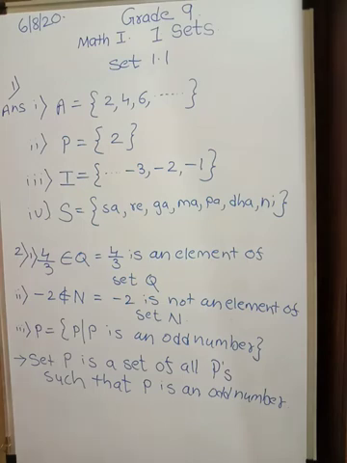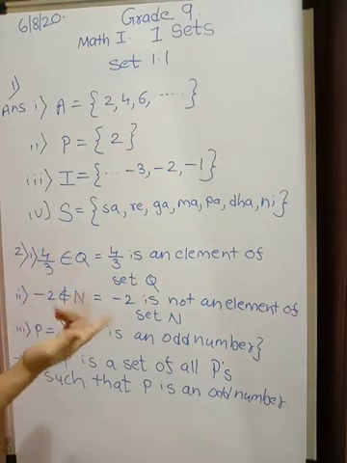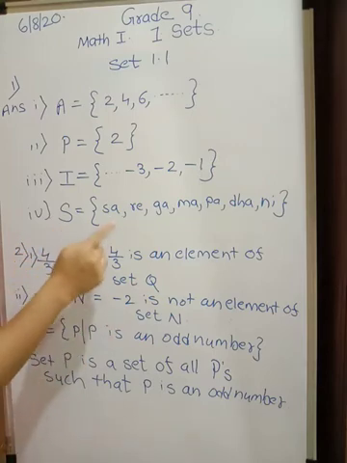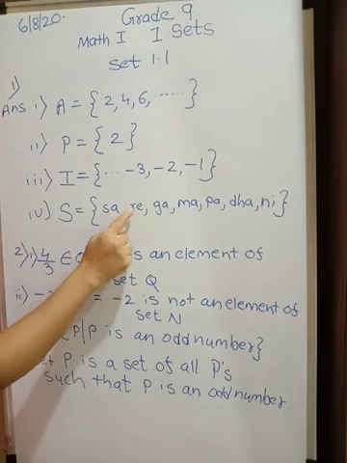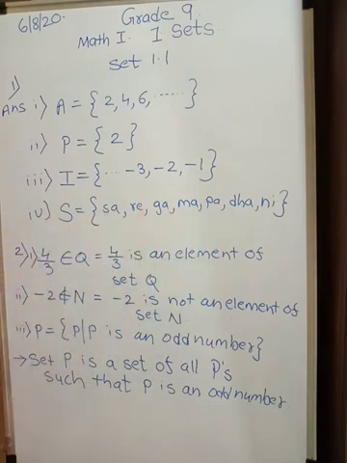Now fourth, they have asked the 7 basic sounds of a sargam. So sargam, you know: sa re ga ma pa dha ni sa. Even though sa is coming twice, we have to write it only once. So sa, re, ga, ma, pa, dha, ni. In between we are giving commas. So these are the four ways of writing in roster or listing form.